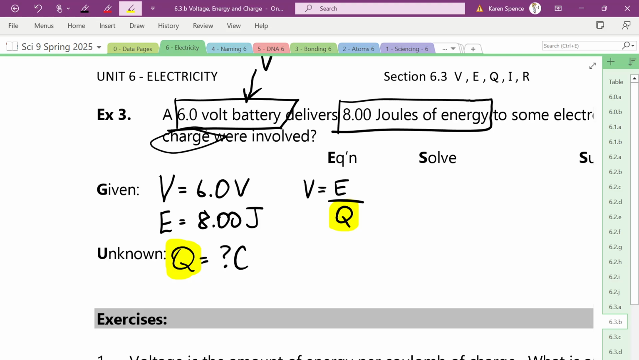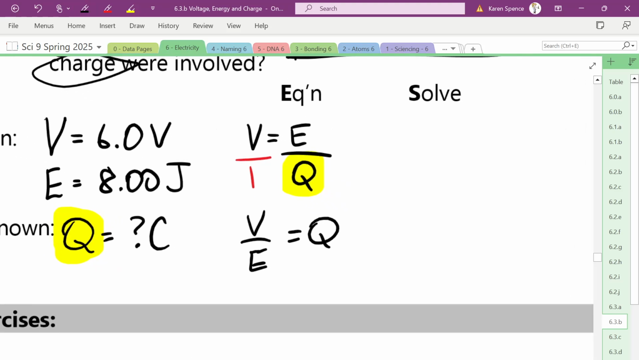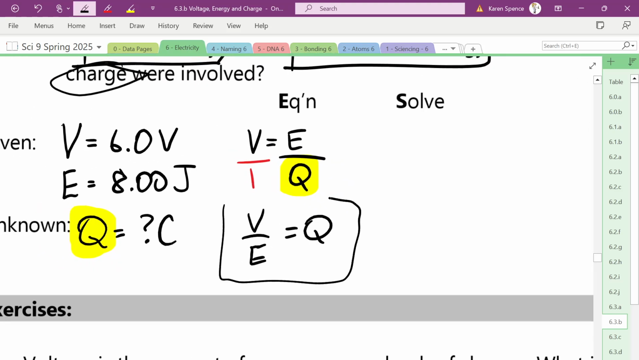So I need to make sure that Q is on the top. Is Q on the top? This is the place where most people go wrong. They won't put Q on the top. I'll show you what I very often see from people. All of a sudden they're like, okay, I need E. They go V over E is equal to Q. Why is that not correct? Don't write it down because it's not correct.